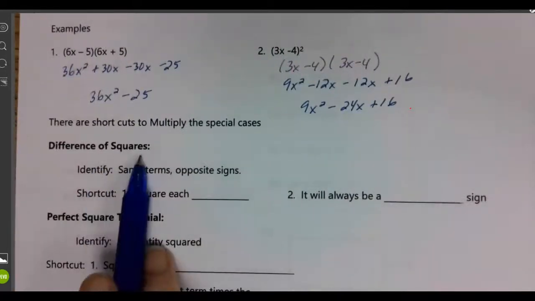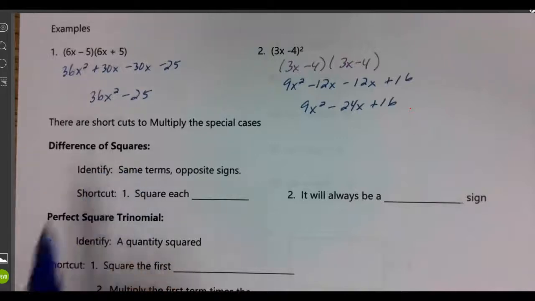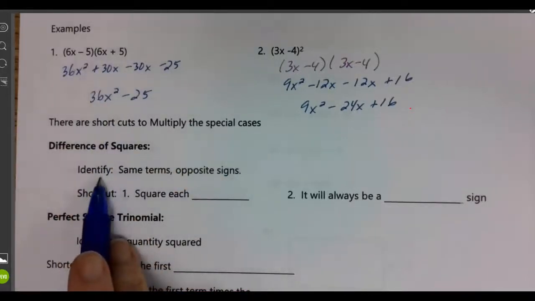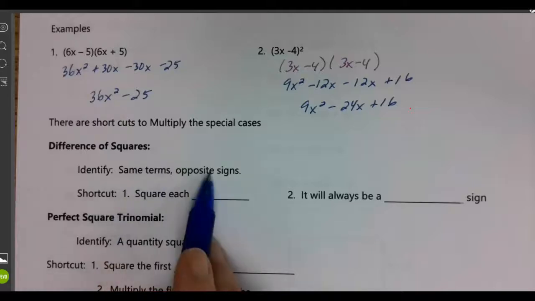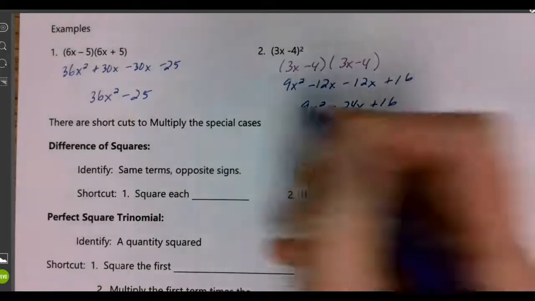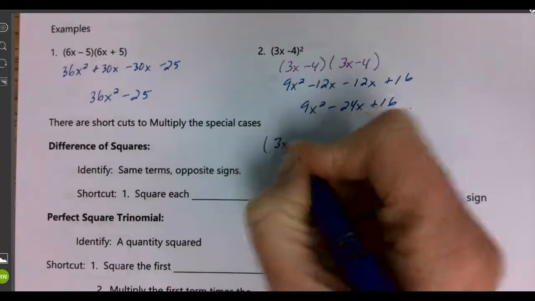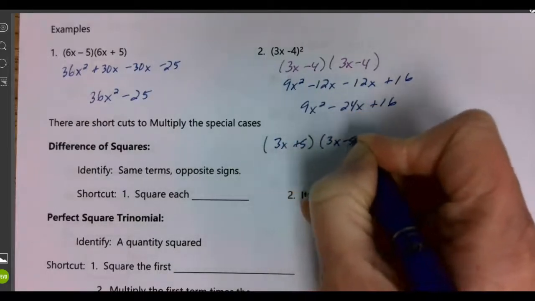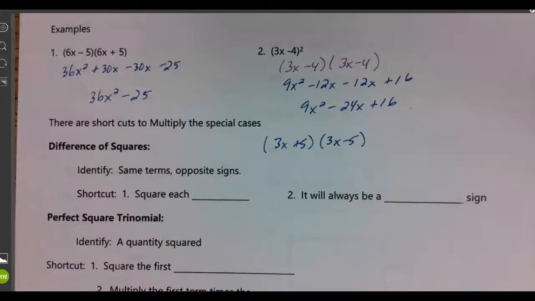The difference of squares one, that one's an easy one. Now, in order to use a shortcut, you have to be able to identify what you have. So if it's a difference of squares, you're going to have the same terms, but you're going to have opposite signs. Here's the shortcut. Well, here, let's just do one while we have it. If I have 3x plus 5 and 3x minus 5. We did this one up top, okay?